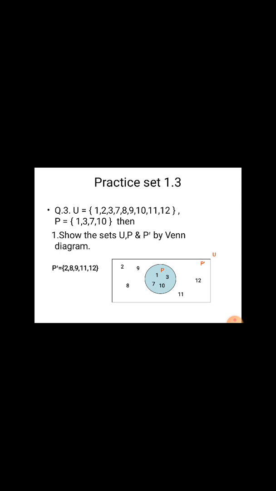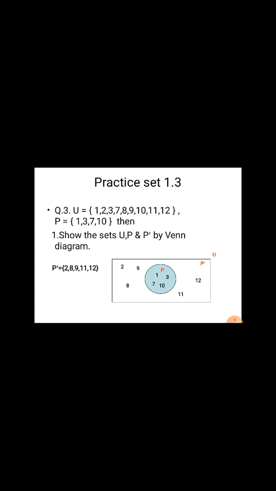Question number 3. U is the set of 1, 2, 3, 7, 8, 9, 10, 11, 12. U means universal set. P is the set of... Find P dash by Venn diagram. Okay. First find out P dash. How will you find out P dash?